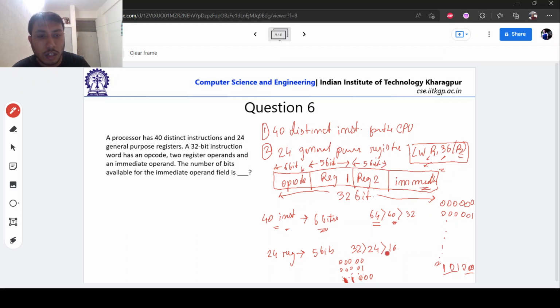So now if you see, how much is left? 32. So this field will require 32 minus 6 minus 5 minus 5, so that is 16 bit. So this place will require 16 bit. So the immediate field is basically the immediate operand.